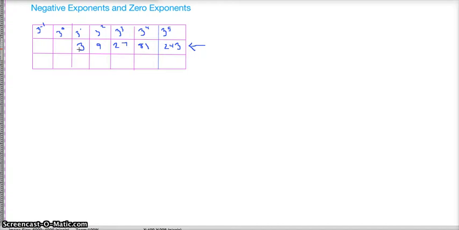And then I want us to stop here and take a look at what's happening with our numbers. So what is happening between 243 to get to 81? Or what's happening between 81 and 27? What's happening between 27 and 9? What's happening between 9 and 3? Another way I can ask this is, how do I change a 9 to a 3?